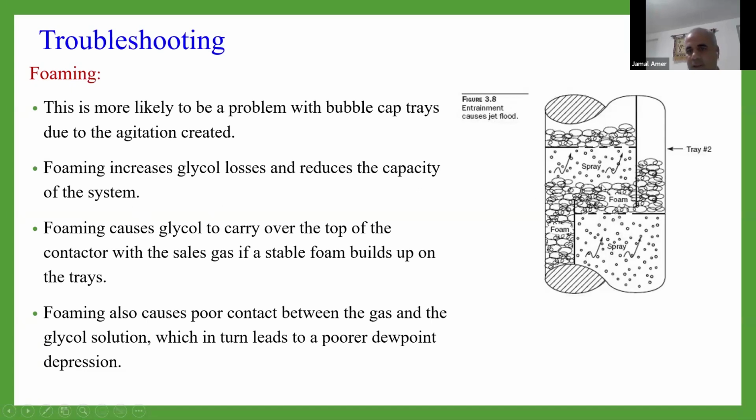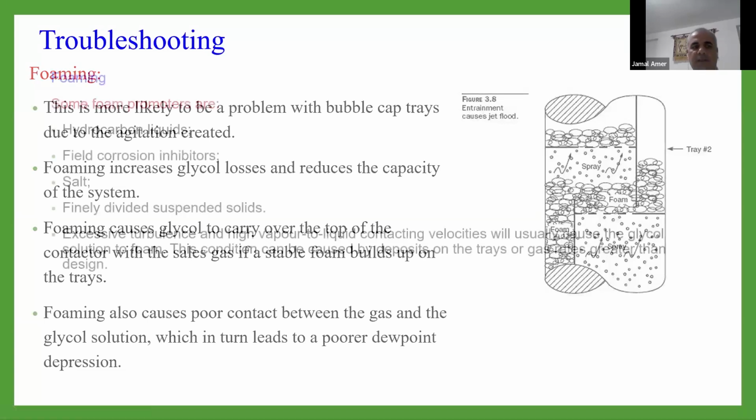As we say here, it takes more capacity of the vessel. Foaming causes glycol to carry over to the top of the contactor with the sales gas if stable foam builds up on the tray. If we have stable foaming, it will flow with the gas through the top of the contactor. Foaming also causes poor contact between gas and glycol, and so poor efficiency of separation, or removal of water from the gas.